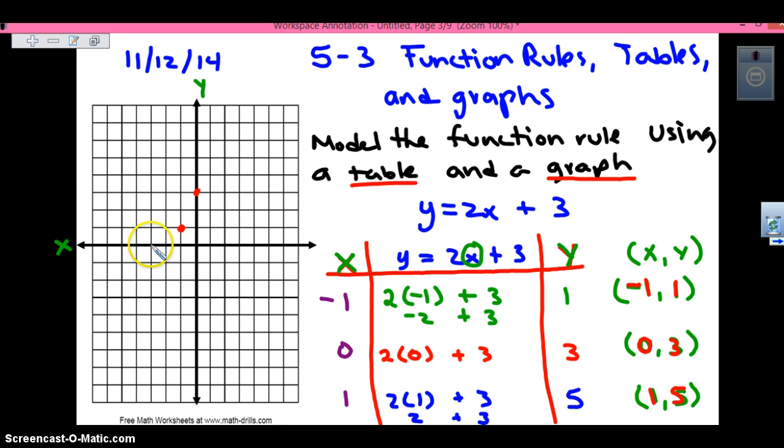Again, we start with x. From our origin, we go to x 1. Now to y 5. 1, 2, 3, 4, 5. And we connect our dots. Now we have modeled the function rule using both a table, this is the x and y table, and a graph.